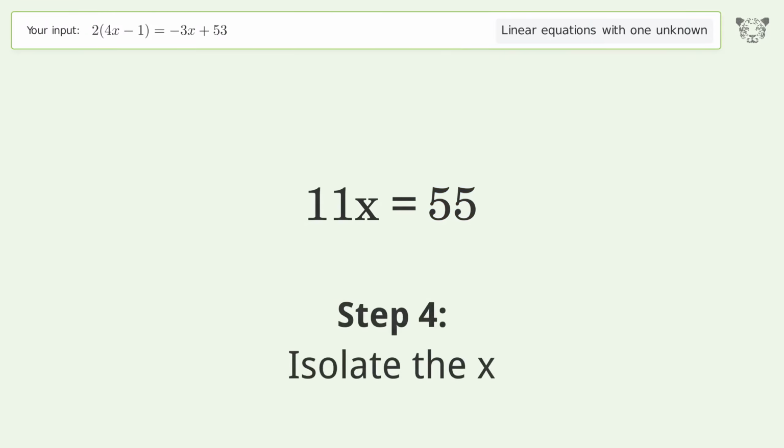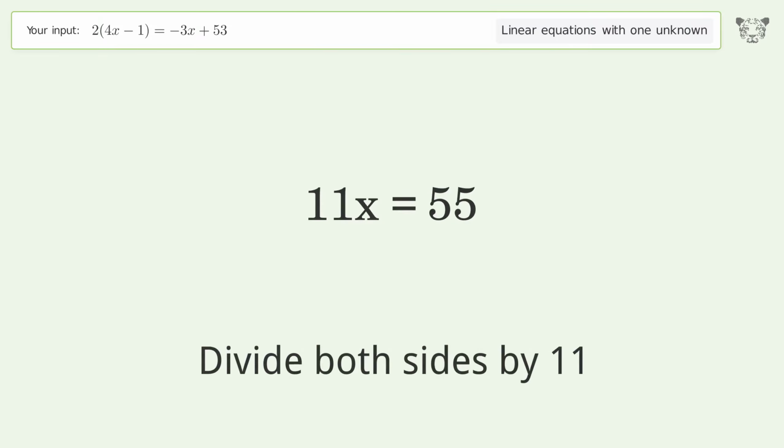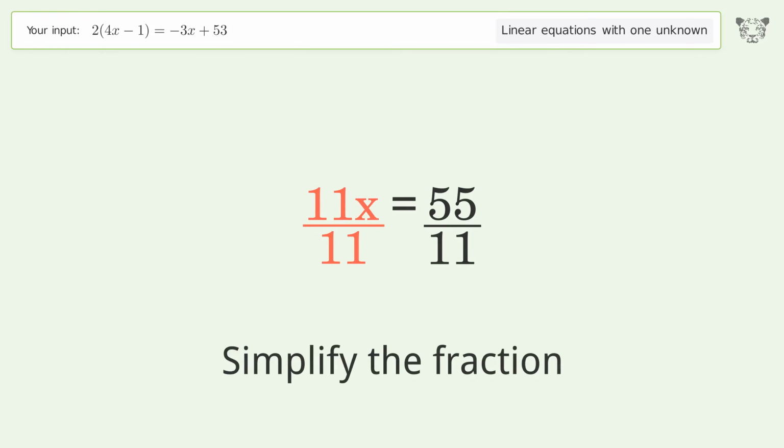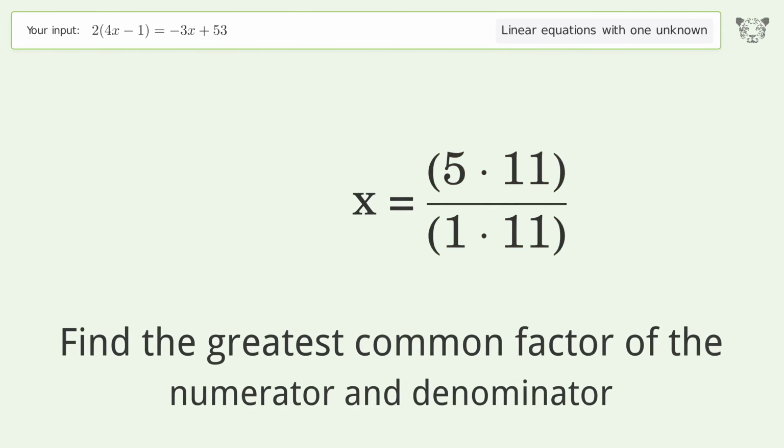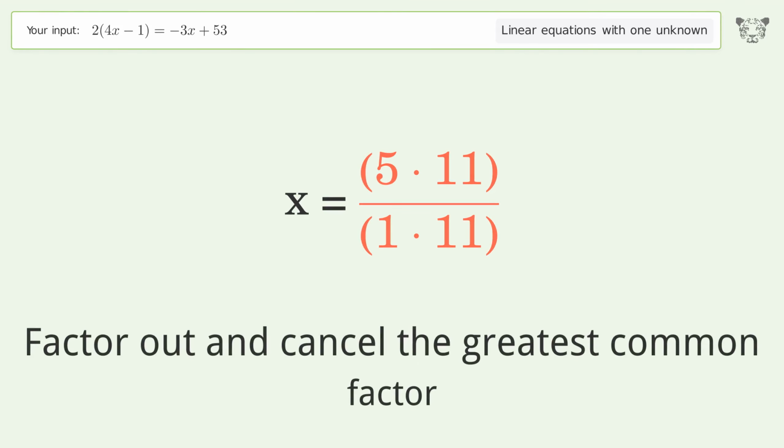Isolate the x. Divide both sides by 11. Simplify the fraction. Find the greatest common factor of the numerator and denominator. Factor out and cancel the greatest common factor.